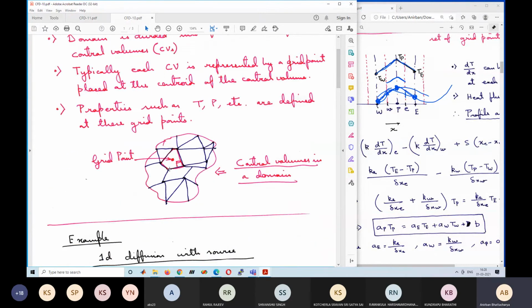If I come back to the original diagram, say this grid control volume P, how many faces does it have? How many neighboring grid points does it have? Each face will correspond to one neighbor. So this is one neighbor, this is one neighbor, this is one neighbor, this is one neighbor, and this is one neighbor. Neighbors are defined by common faces. So we have 5 neighbors, 1, 2, 3, 4, and 5.